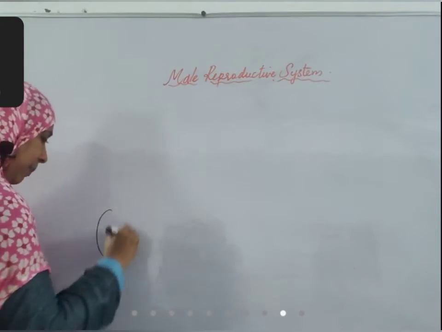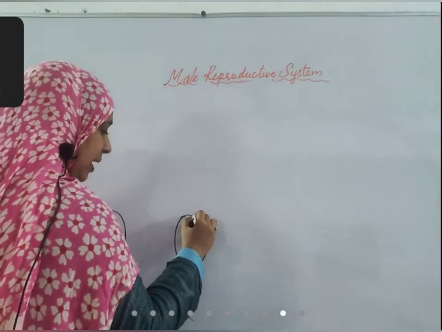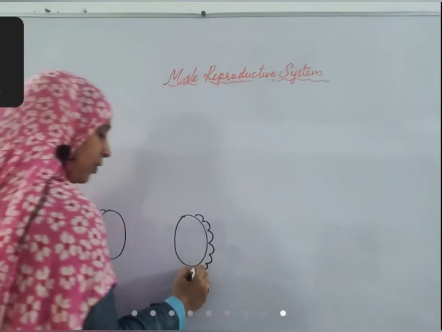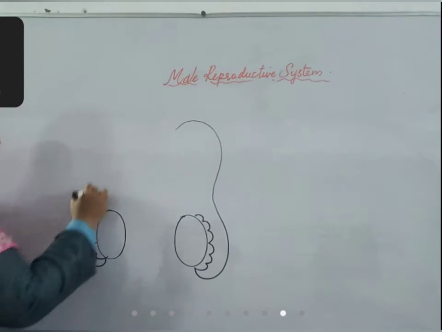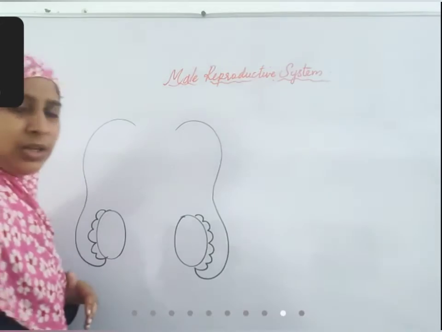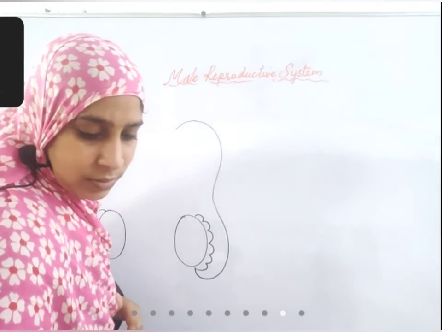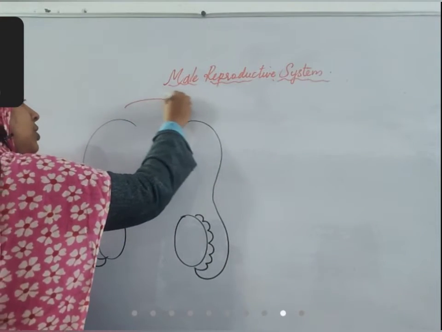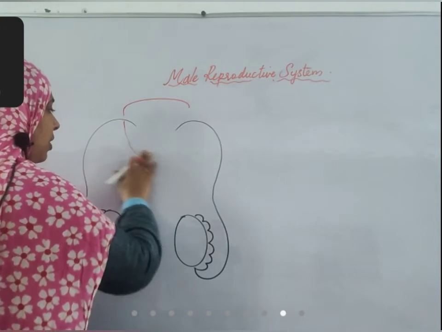So, a pair of testes. This is epididymis. From this, vas deferens. Okay, here there is a structure which is not related to the male reproductive system, but we are drawing it here.